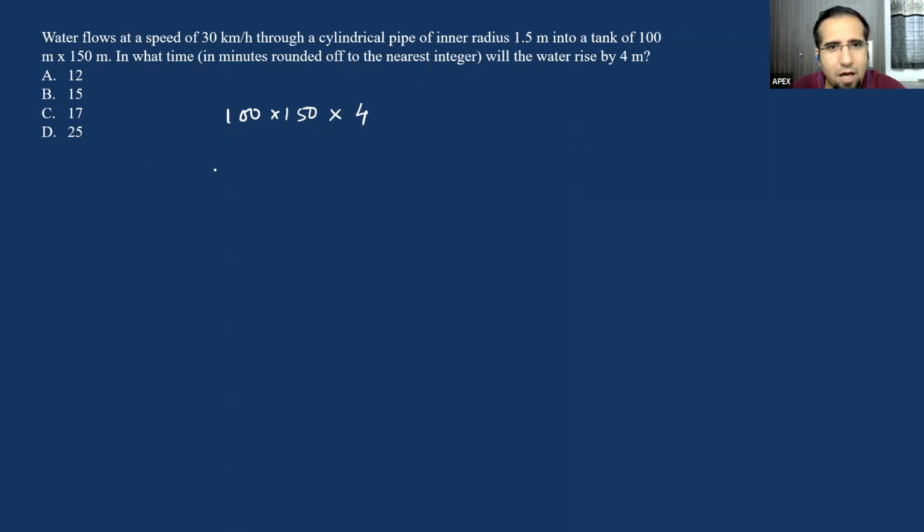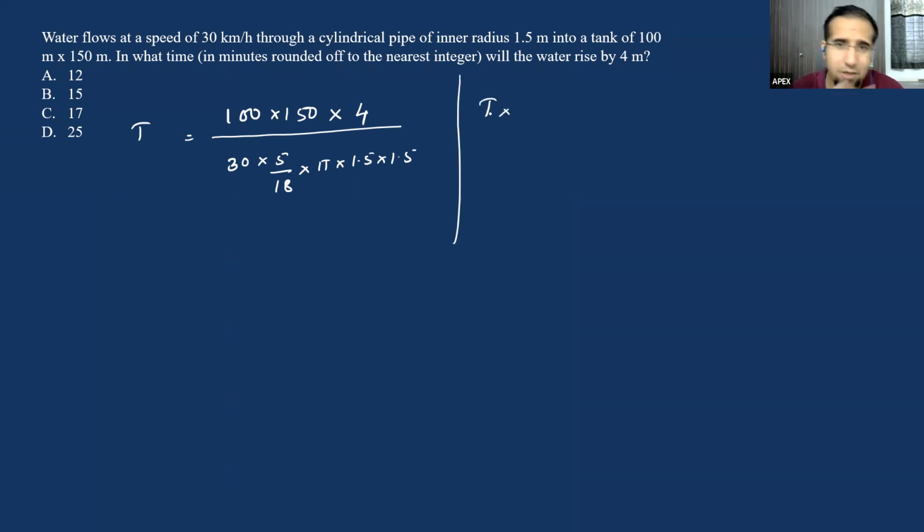Clear? Right. Now the speed in meters per second is 30 into 5 by 18 into pi r square, right? Into pi into r square, that is 1.5 into 1.5 should be the time taken to fill the tank. I did something like this, okay? Time taken, that is per number of minutes, right? Now each minute, how much is it going? Each minute, this much part is going. So that is 30 into, or let's say each second, okay?